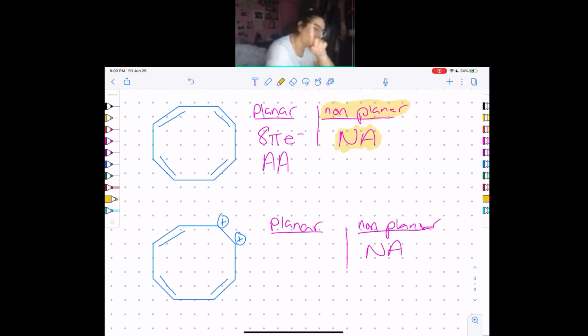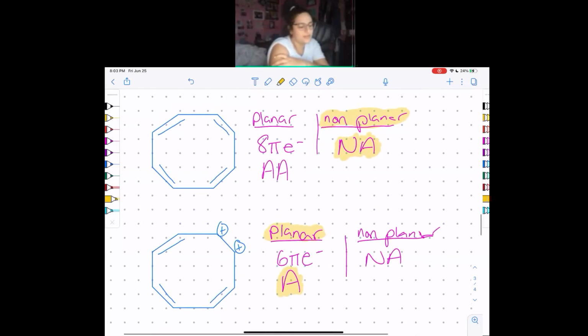However, if it looks something like this, and it has 2, 4, 6 pi electrons, that would make it aromatic, right? And so this big bad boy is going to decide, hey, I'll have a little bit of ring strain, that's fine, but I'm going to stay planar, and I'm going to get the benefits of being aromatic. So it chooses to be planar, and it chooses to be aromatic.